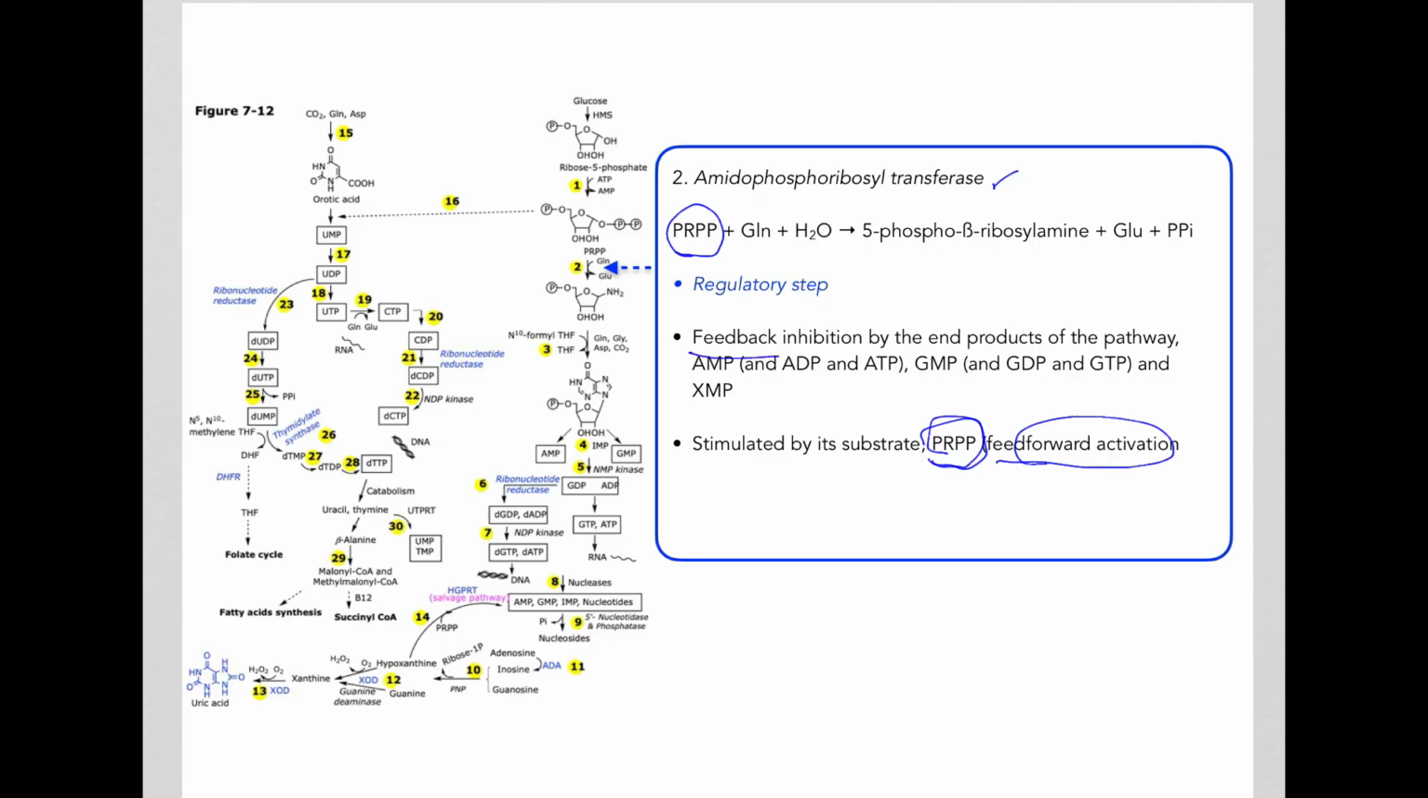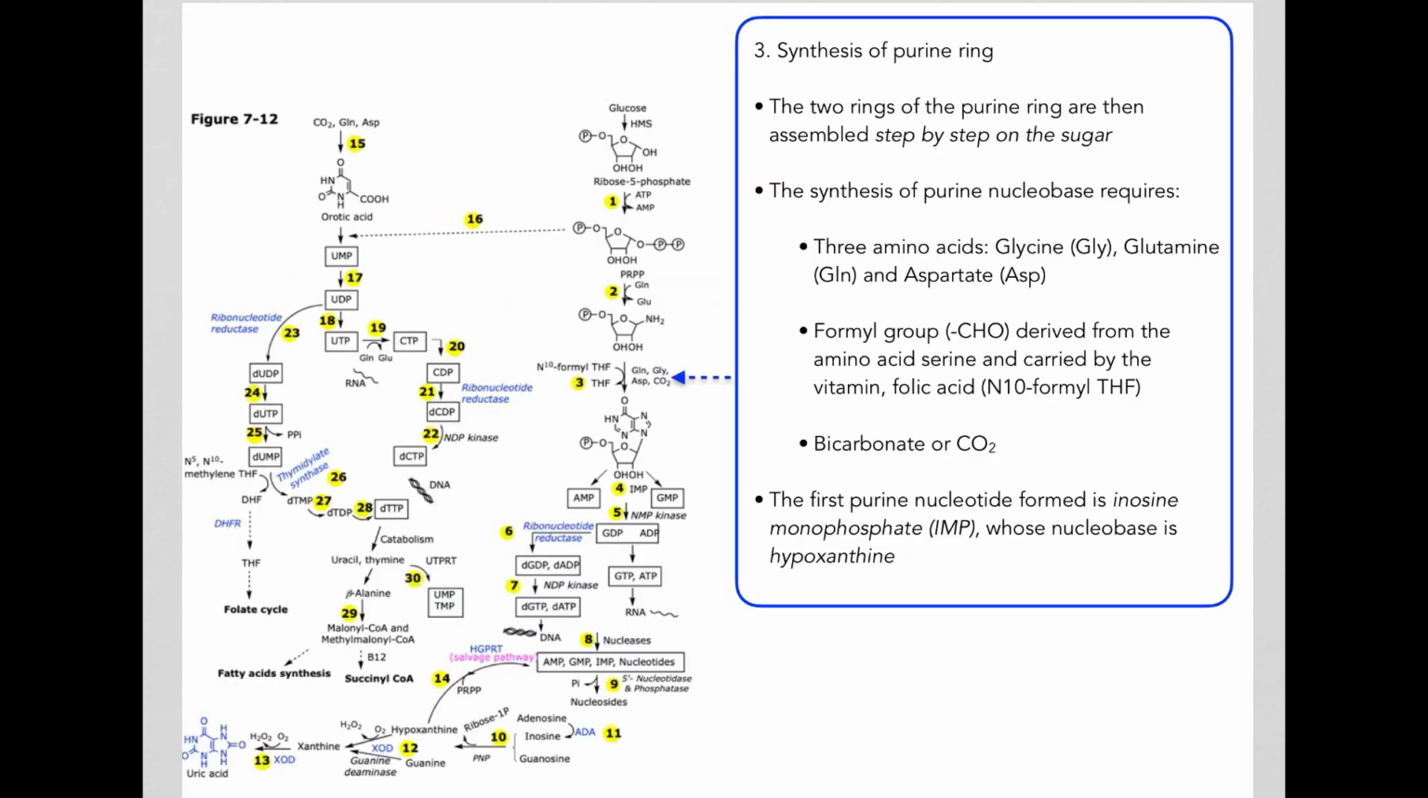So here we had feedback inhibition, where the products will inhibit the enzyme. Here we have a substrate activating the enzyme. That's called feed-forward activation. Then in the next few steps, the 2 rings of the purine ring are now assembled step by step on the activated sugar PRPP.